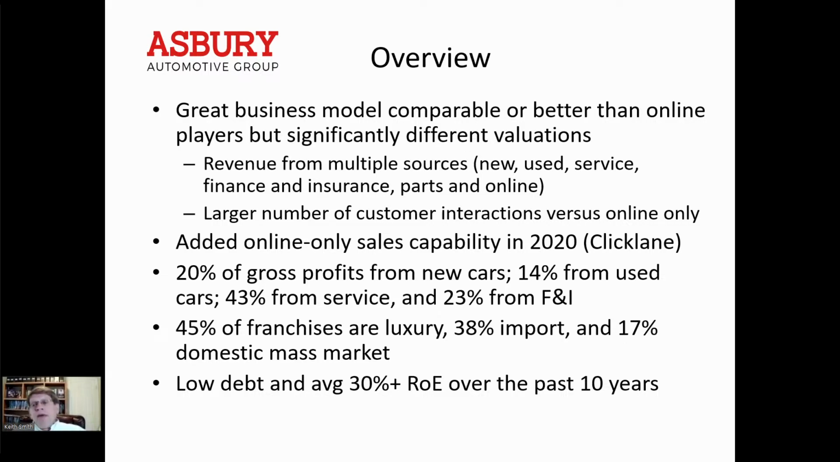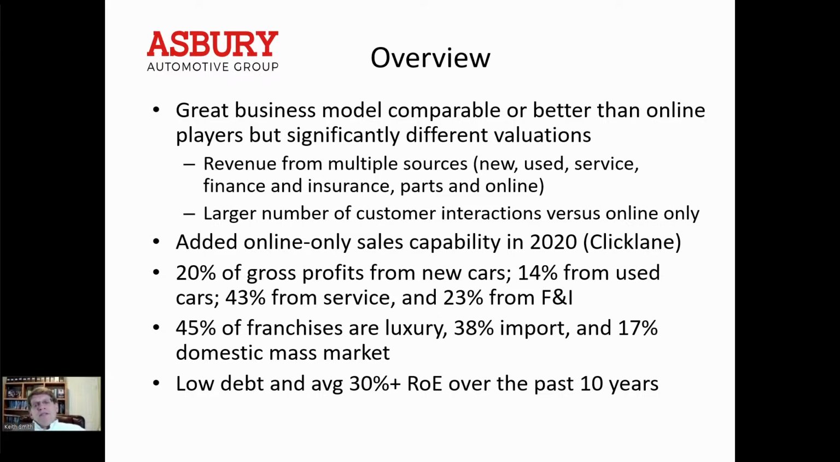To give you a mix of Asbury's gross profit, they get 20% from new cars, 14 from used, 43 from service, 23 from finance and insurance, and that's typical of these types of businesses. It's not largely unusual.